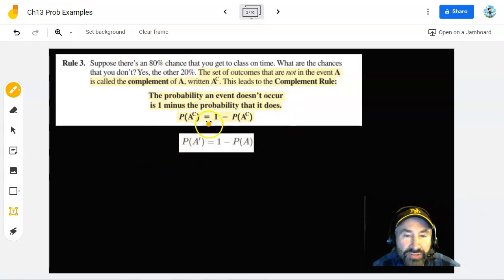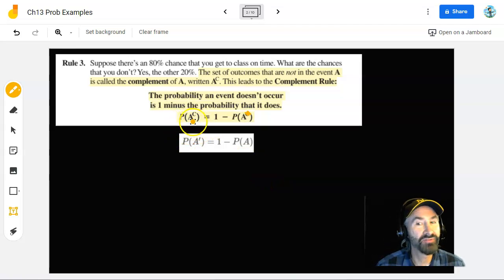There's a fancy way to write this out. Unfortunately, the book has a little bit of a typo. What they write is the probability of the complement of A equals 1 minus the probability of the complement of A. And they made a little mistake there. There should be no C there, okay? Basically, the probability of the complement of A, or A not happening, is equal to 1 minus the probability of A happening.